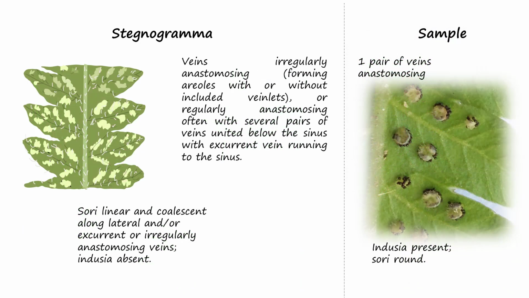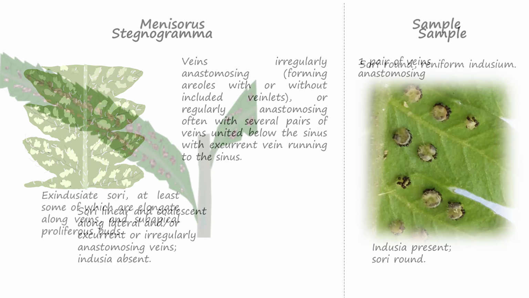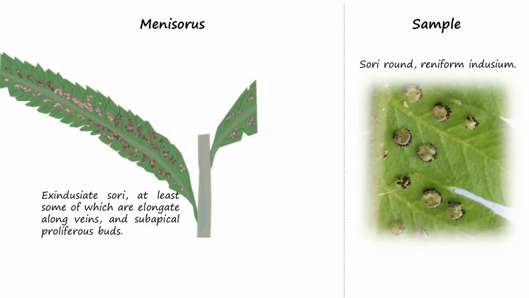The single anastomosing vein also eliminated Stenogramma as the unknown sample's genus, as Stenogramma, though pinnate-pinnatified, has many veins anastomosing. Another difference between Stenogramma and the sample is its elongate ex-induciate sori, a characteristic Stenogramma shares with Manisaurus and Leptogramma. Manisaurus is also different from the sample in having subapical proliferous buds.